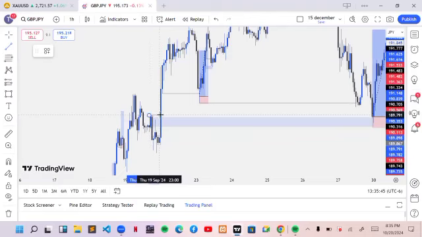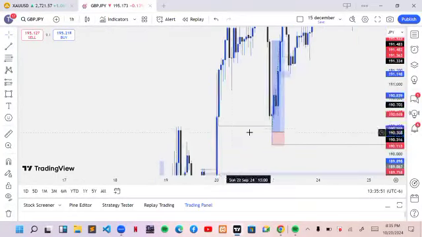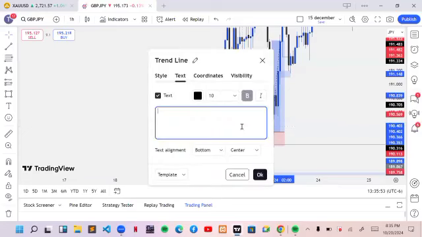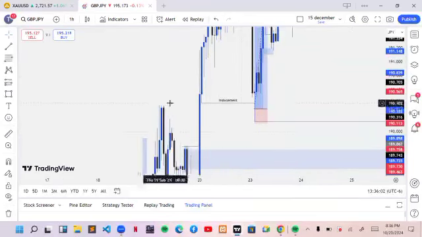So after the shift of market structure, the market made this first pullback, which is this inducement right here on 1 hour time frame. This is our inducement right here, the first pullback that the market makes after the shift in market structure.